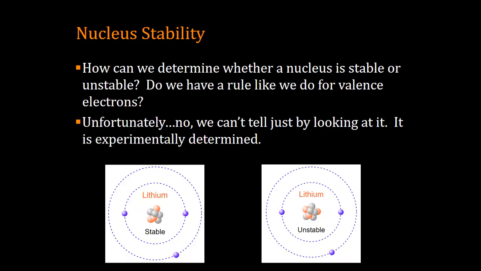But with nuclear reactions, we're considering the nucleus. We don't care what the electron configuration is. We care about what's going on inside the nucleus. And there is no simple rule for this like there is for valence electrons. These are determined experimentally, so we can't tell just by looking at something whether it's stable or unstable. So this is lithium 7. Lithium 7 is stable. That means the nucleus doesn't change over time. It's going to remain like that.